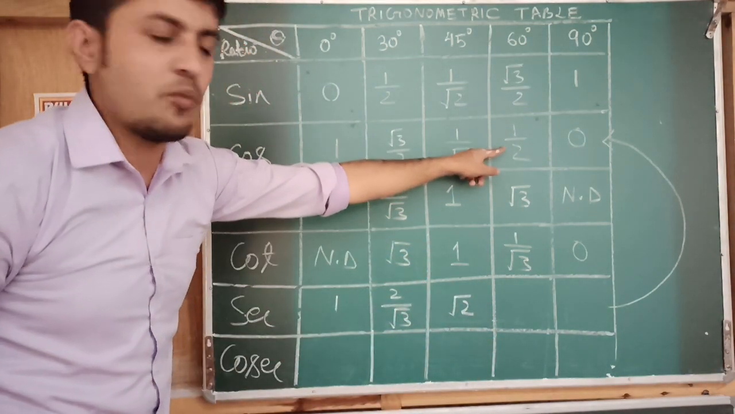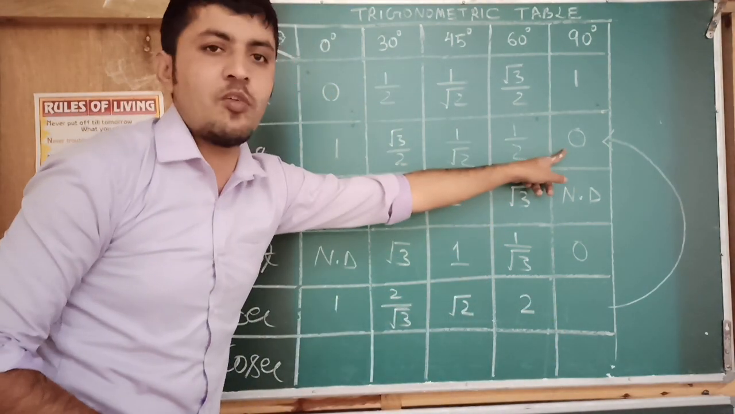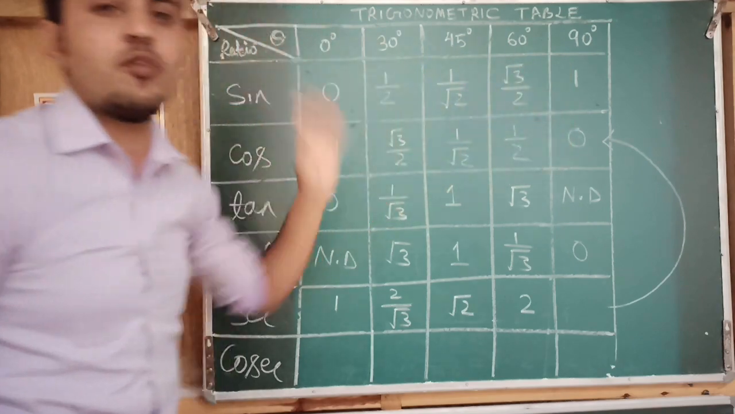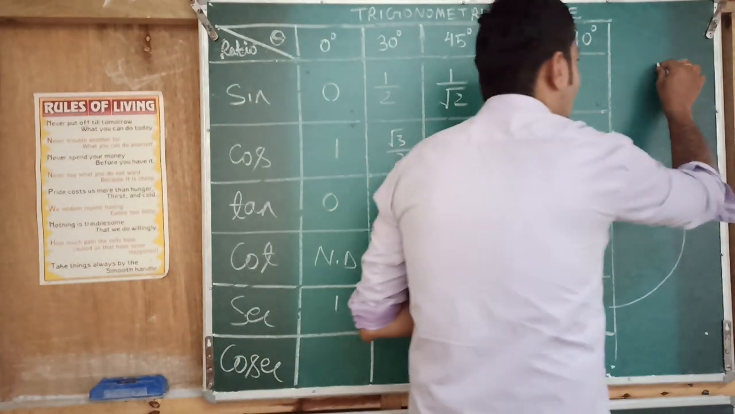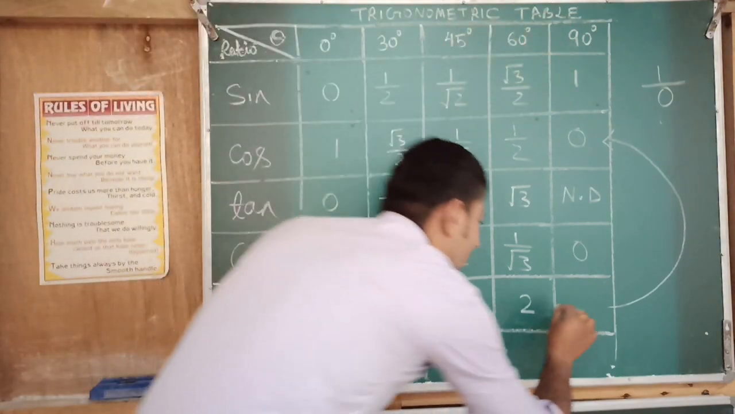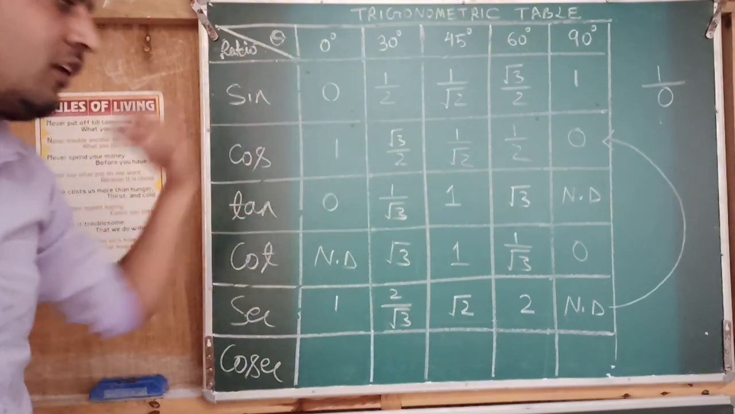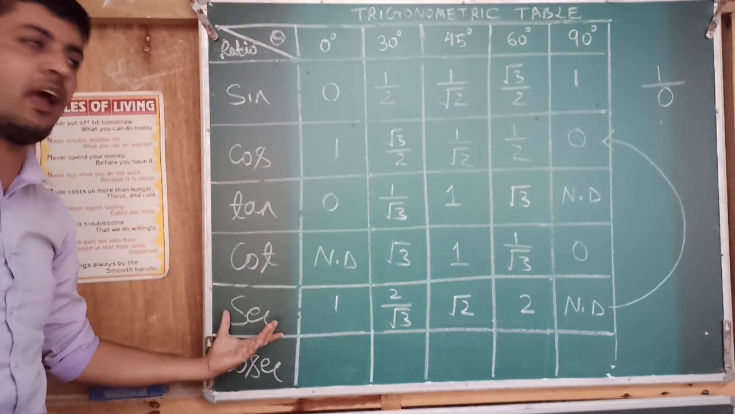Again, you take the reciprocal of this. It will become 2. Again, you take the reciprocal of this. What is the reciprocal of 0? It is 1 by 0. So what is 1 by 0? It is not defined. 1 by 0 is not defined. So you have got your sec theta.